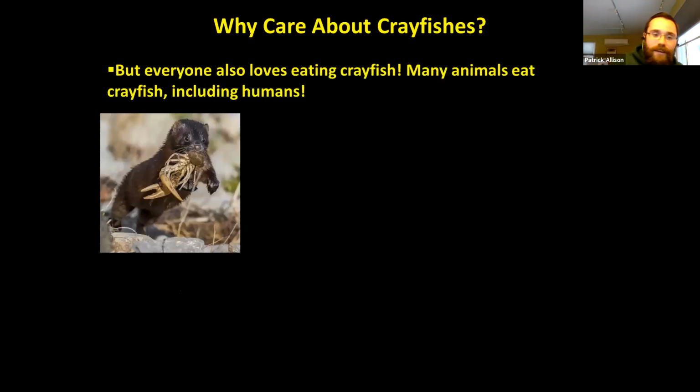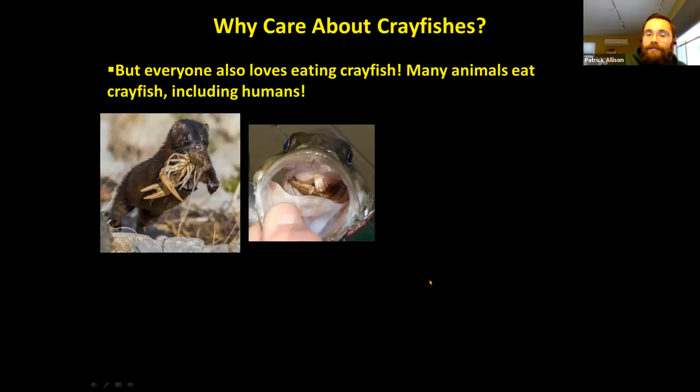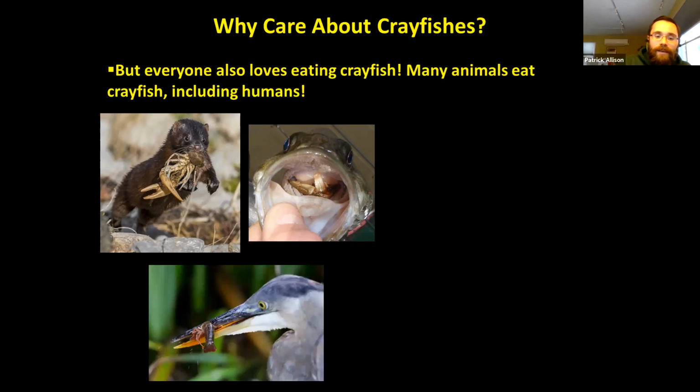Many animals eat crayfish. So you can have mink that will end up catching crayfish and eating them. You'll have fish. Bass love to eat crayfish. So they're going to be feasting on crayfish. It's going to play a big part of their diet. Birds will eat them, like great blue herons will end up eating them. Other crayfish will eat crayfish.